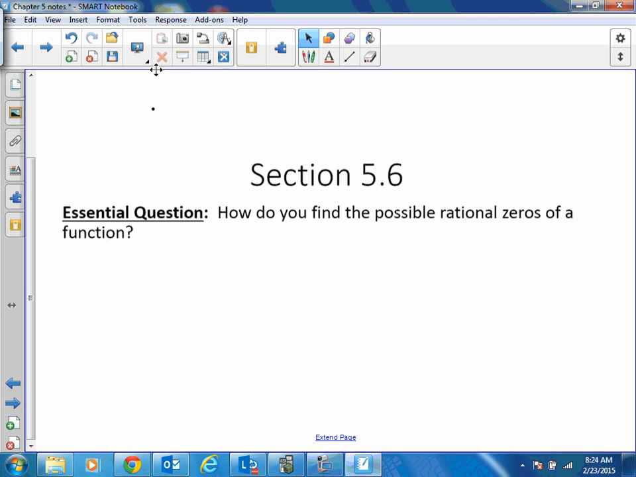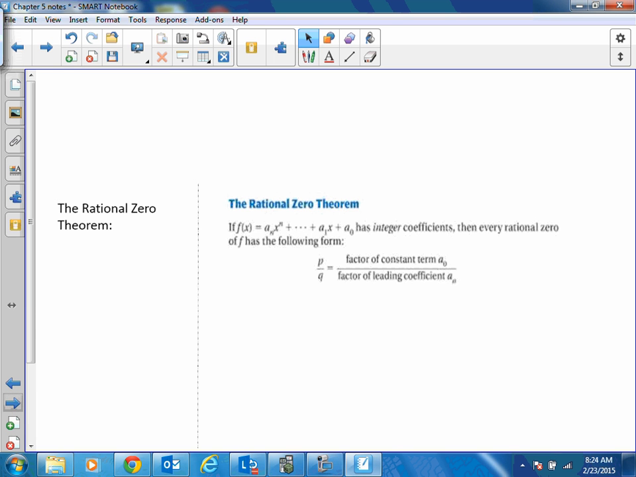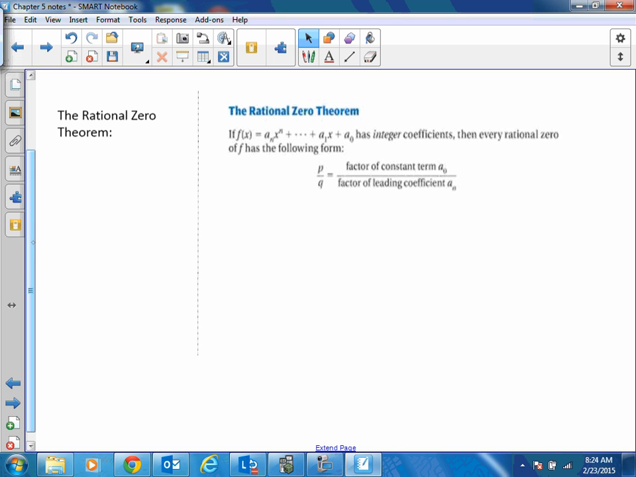Right, section 5.6, essential question: How do you find the possible rational zeros of a function? First thing you have to do is just list the possible rational zeros. You can list the possible rational zeros by finding the factors of the last term and dividing it by the factors of the leading coefficient.